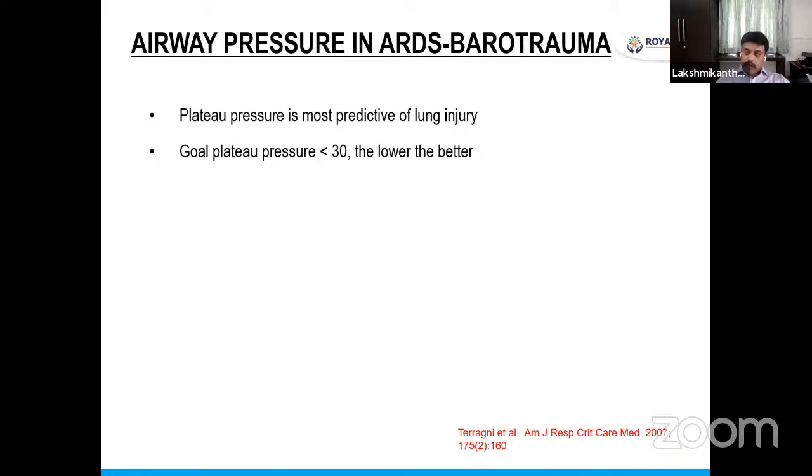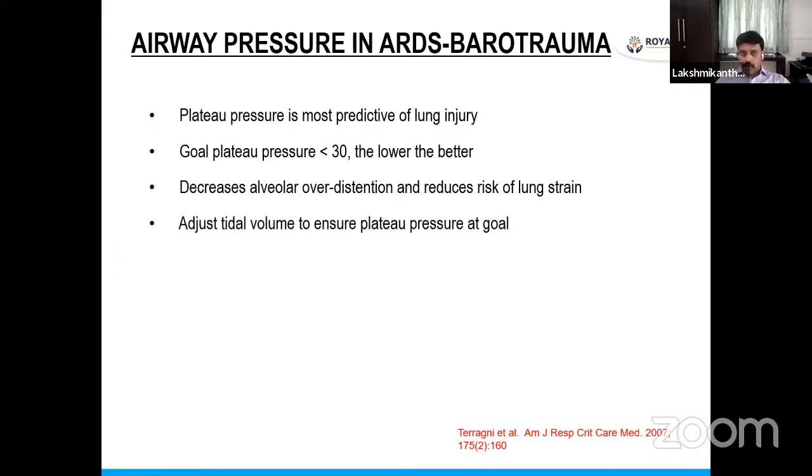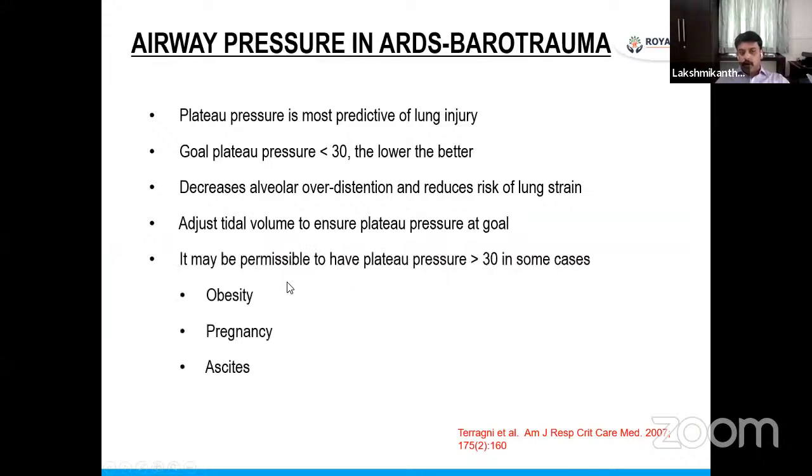Plateau pressure is the most predictive value for lung injury. Always try to keep it low. It decreases alveolar over-distension, and it reduces the risk of lung strain. So you need to adjust the tidal volume also to ensure plateau pressure. As we saw earlier in the mechanical ventilator, the pressure is being generated to maintain a tidal volume. So whenever you want to control the pressure, you also need to sacrifice some amount of tidal volume. You need to come down on the tidal volume.